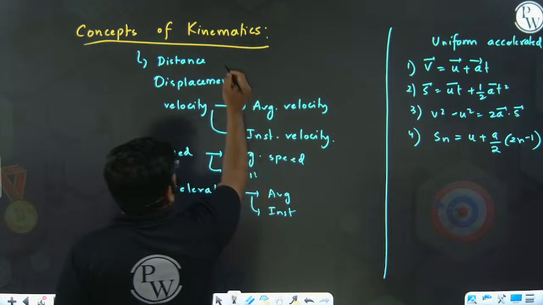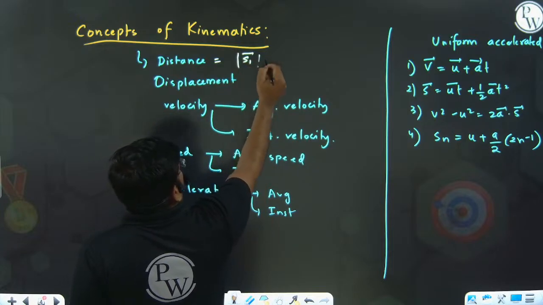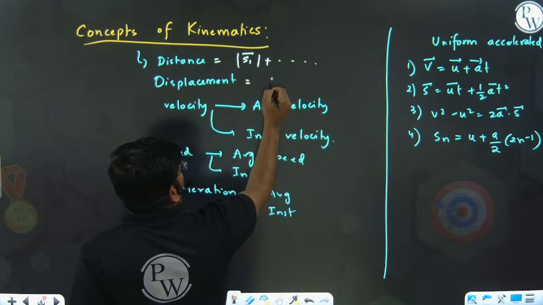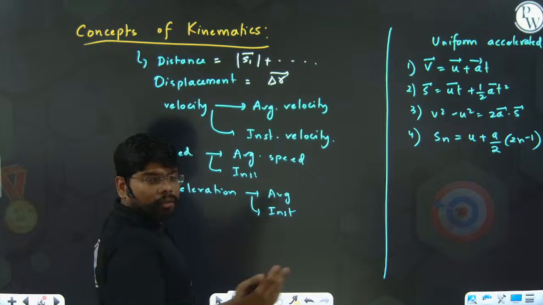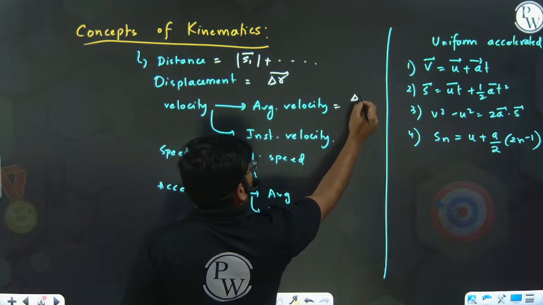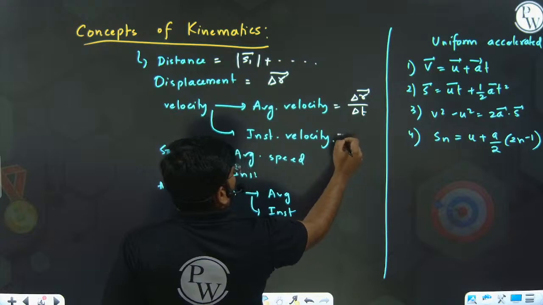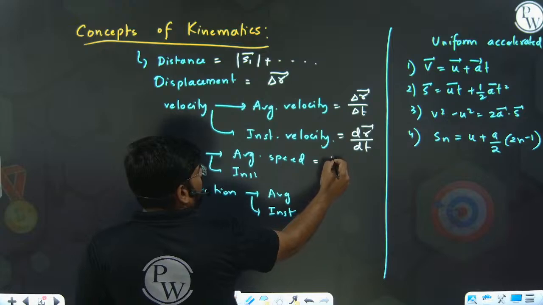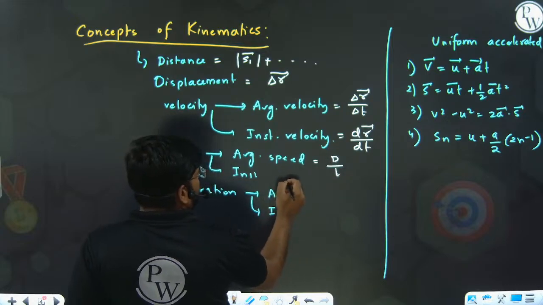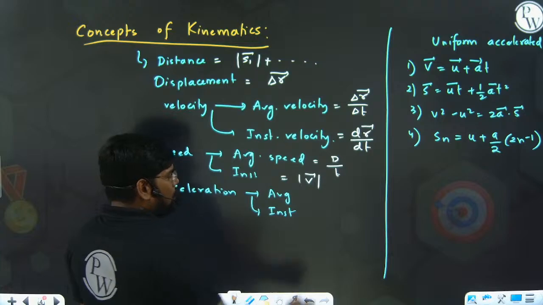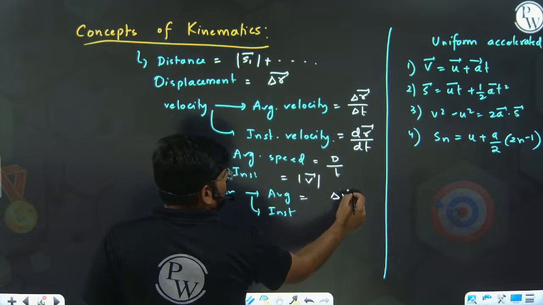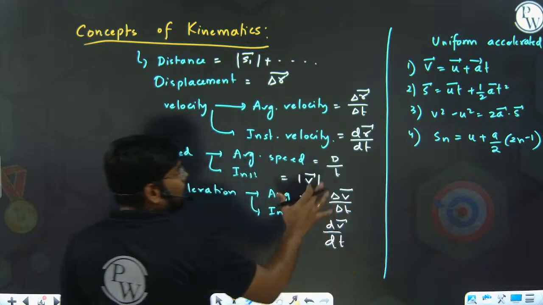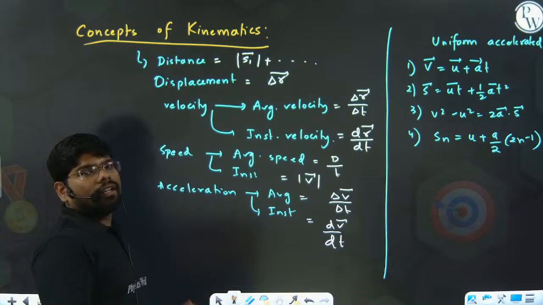Definitions: distance is the sum of the magnitudes of all small individual displacements, and displacement is nothing but change in position vector. Average velocity is total displacement by total time. Instantaneous velocity is the rate of change of position vector. Average speed is total distance by time. Instantaneous speed is the magnitude of velocity. Average acceleration is total change in velocity by time. Instantaneous acceleration is the rate of change of velocity. If you know these and the basic standard results, then it is done.